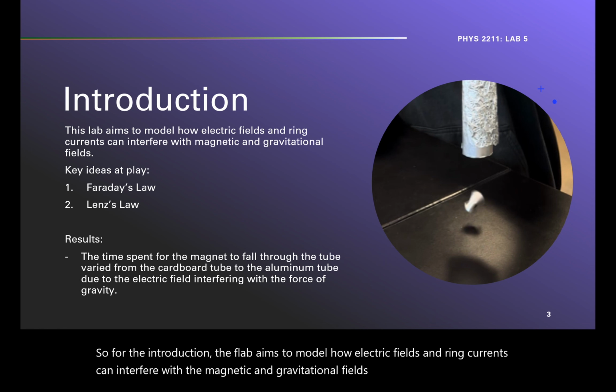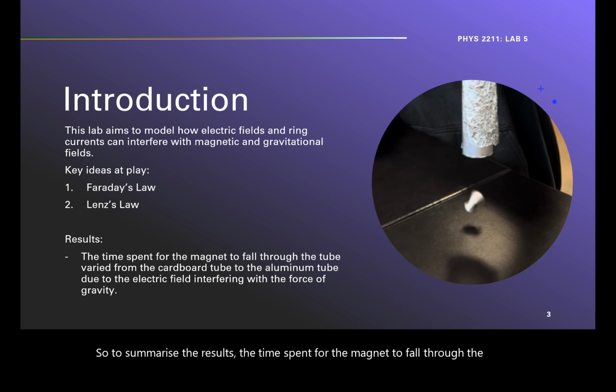So to summarize the results, the time spent for the magnet to fall through the tube varied from the cardboard tube to the aluminum tube depending on the resistivity of the material and the conducting power, and that's due to the electric field interfering with the force of gravity.